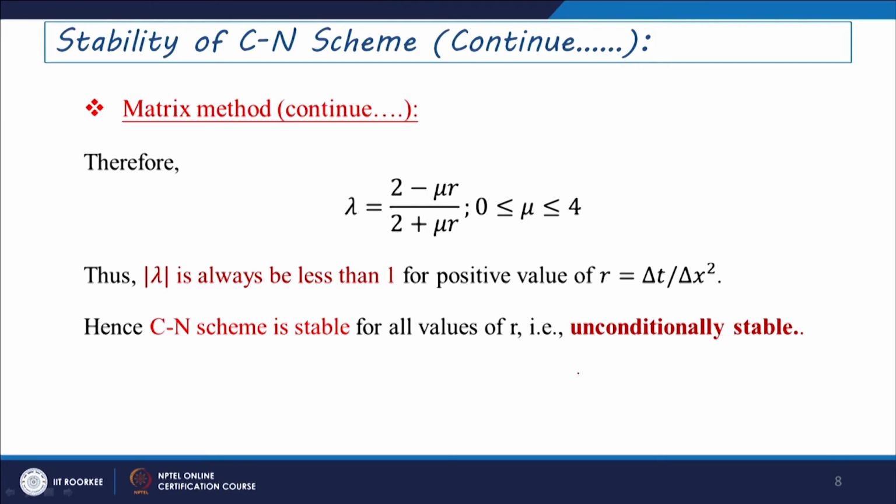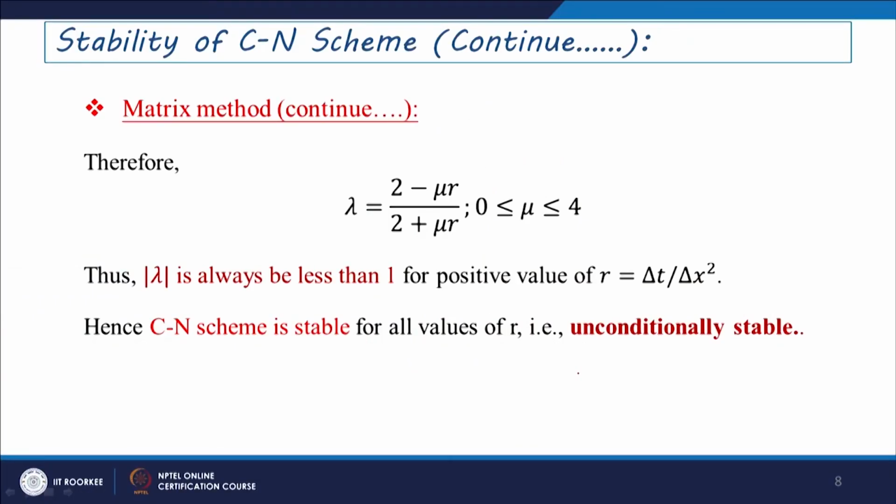And if you continue this calculation, then we can find that lambda equals (2 minus mu r) by (2 plus mu r) for mu lying between 0 and 4. And especially we can visualize that the modulus of lambda is less than (2 minus mu r) by (2 plus mu r), so then we can consider the modulus of lambda is always less than 1 whenever we consider any positive value of r equals del t by del x square. Hence the Crank-Nicolson scheme is stable for all values of r, that is nothing but it is unconditionally stable.